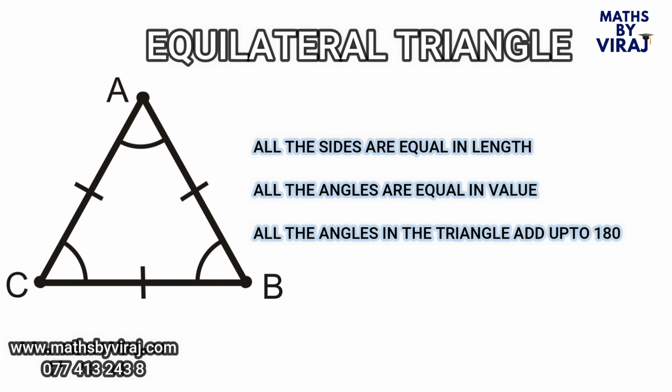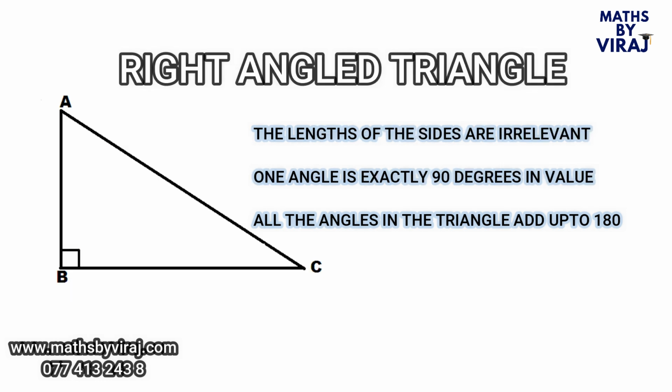Next we have equilateral triangles. In equilateral triangles all the angles are equal in value. That is because the lengths of all the sides of the triangle are equal. And remember, all the angles in the triangle add up to 180. The next we have is the right angle triangle. In this triangle, one angle is exactly 90 degrees in value and again all the angles in the triangle add up to 180.